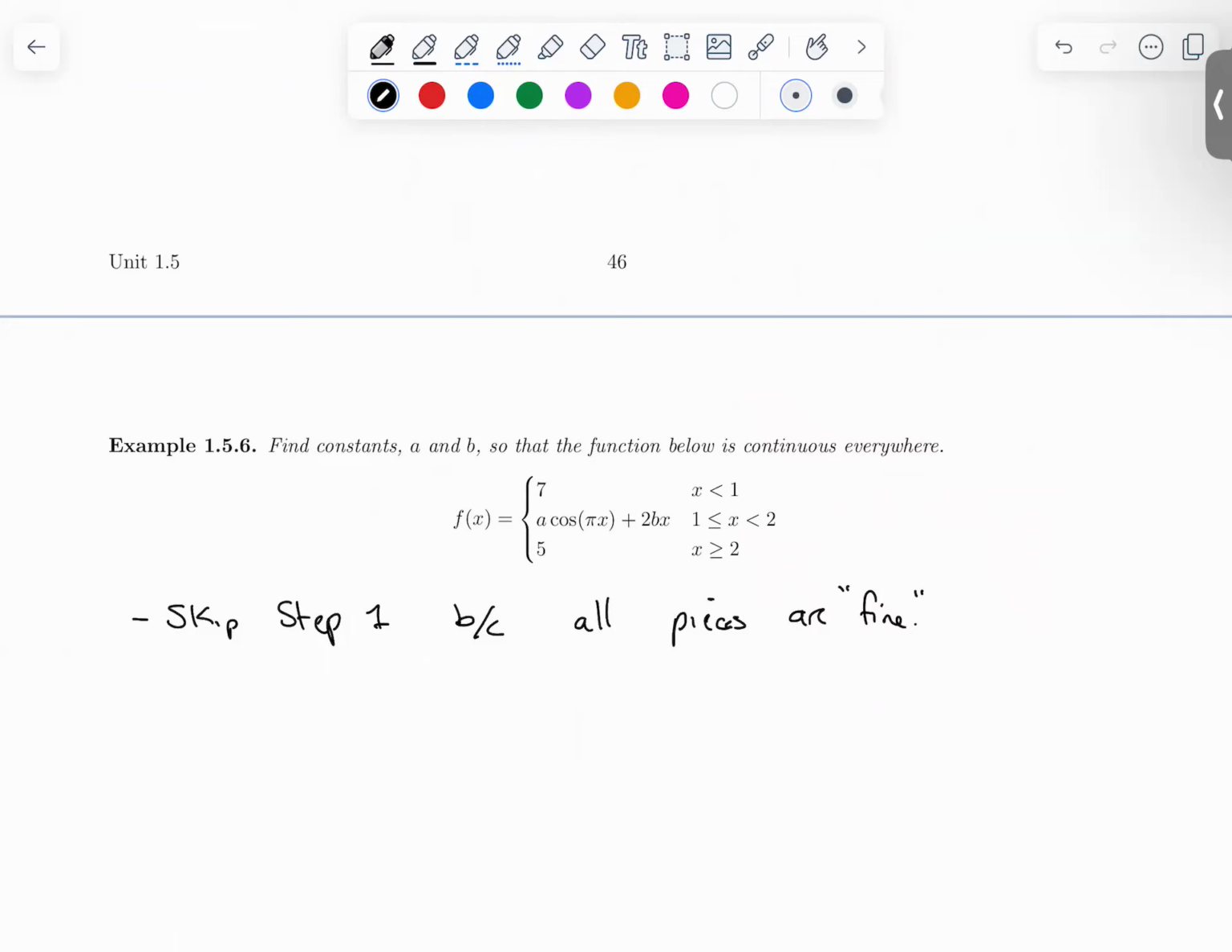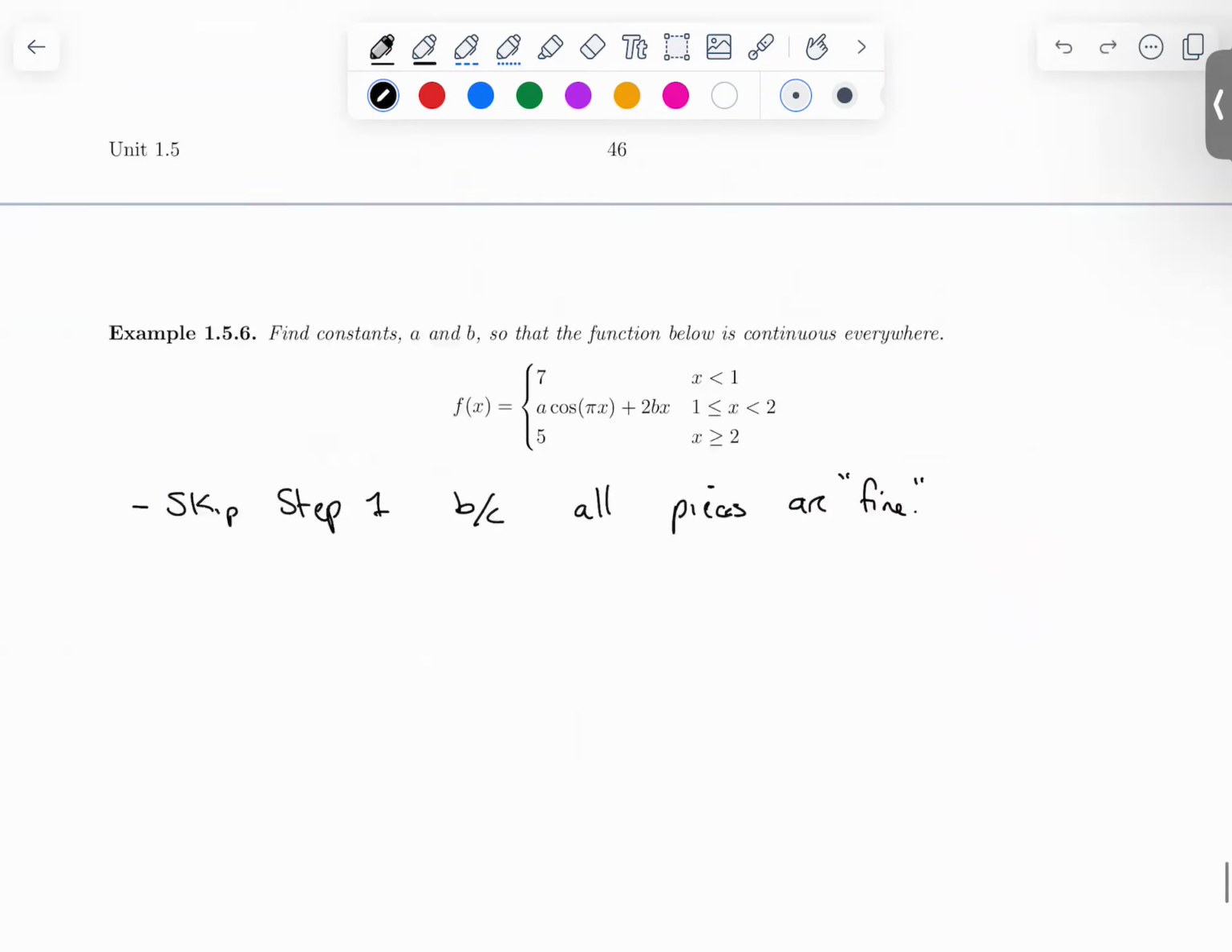The cosine of pi x is a shortened graph. It's got a higher frequency, but it still is just a nice continuous curve. What would make one of these pieces not fine? If it said something like cosine of x over x, that would cause issues. But then this would be a bad problem, because it would be saying try to make sure this thing is continuous everywhere, which it can't be because that's a limiting factor.